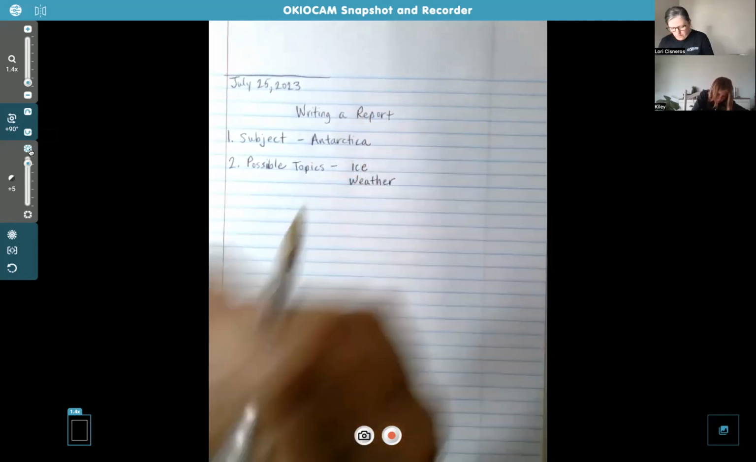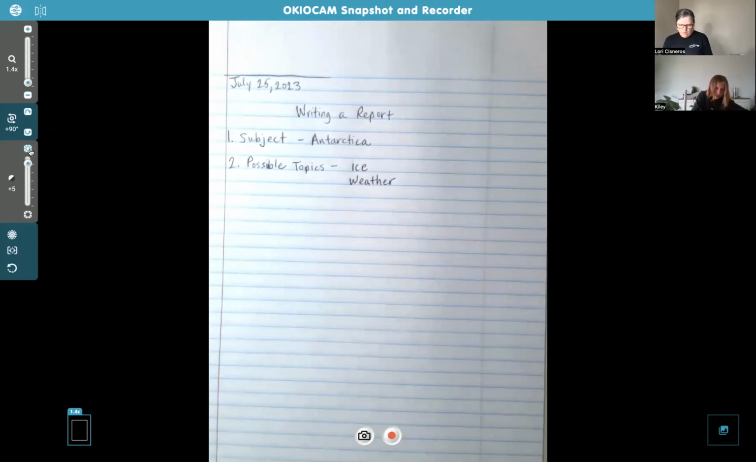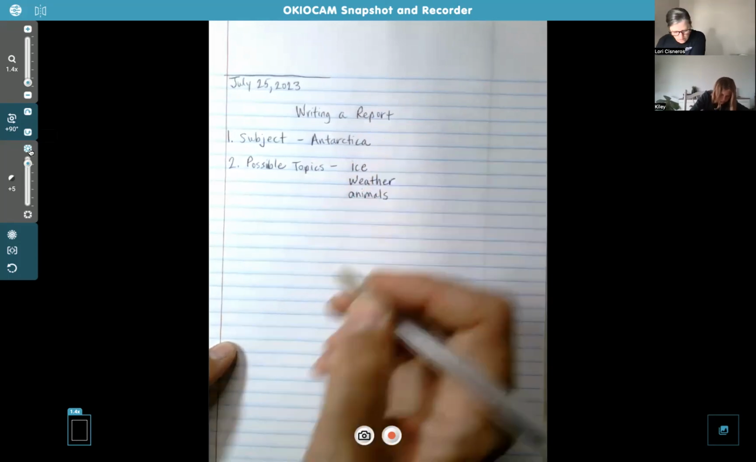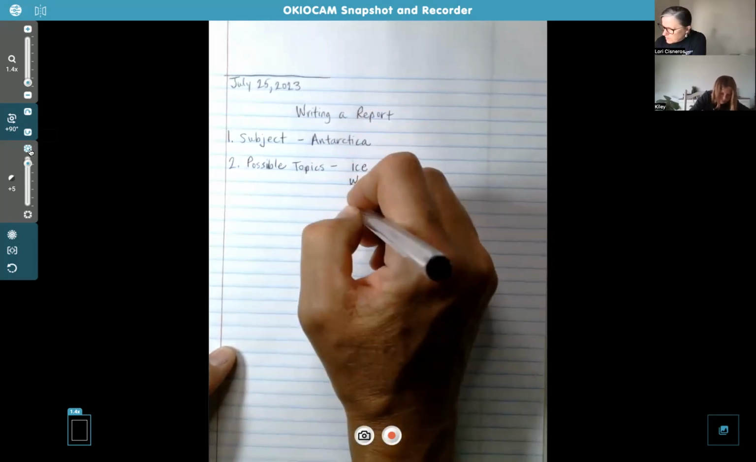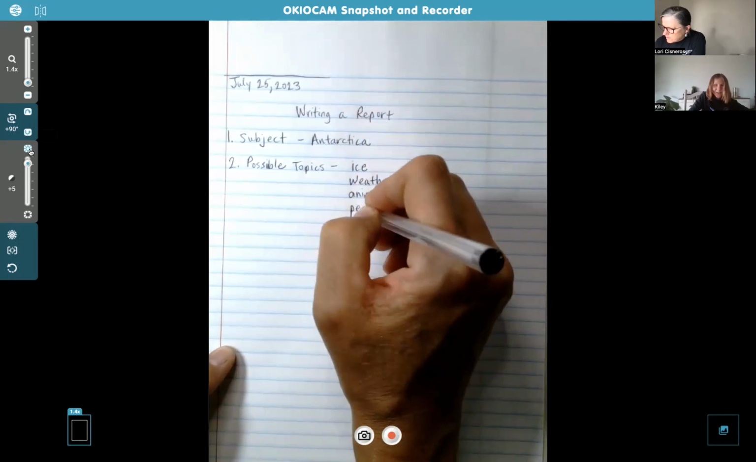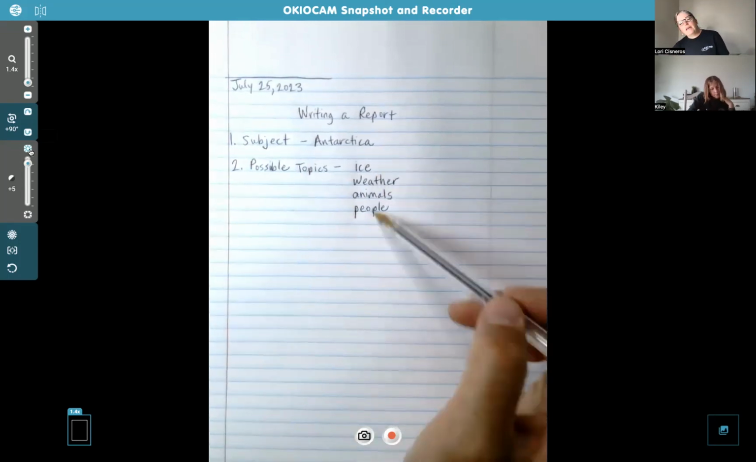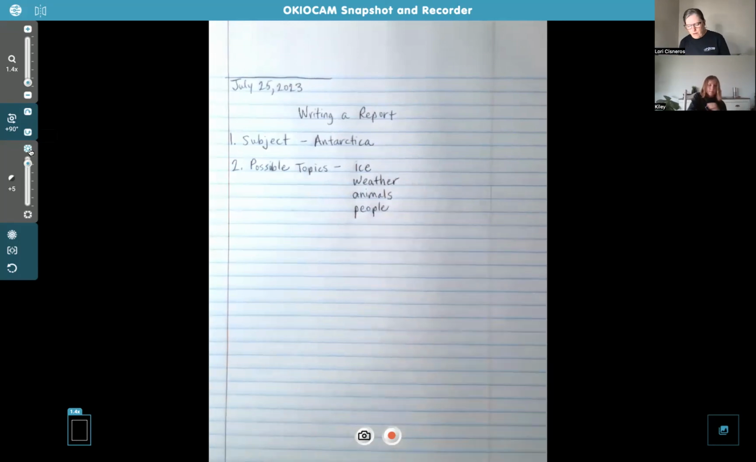Weather. And then what? Animals. Animals. And then People. Good. I wasn't even looking at the paper. You remembered from when we read it? So if this is a 3 paragraph report, we're not going to worry about introduction and conclusion yet. But if the body of the report needs to be 3 paragraphs, then you would choose 3 out of these 4 that you want to write about.